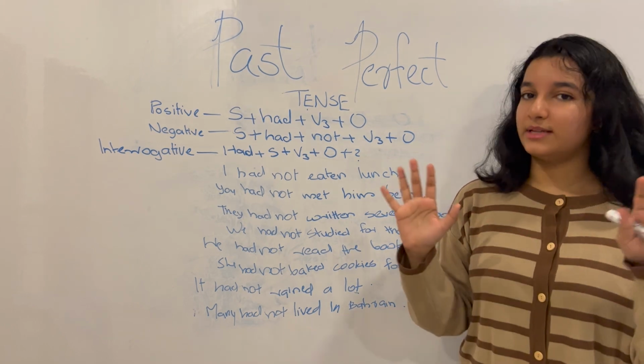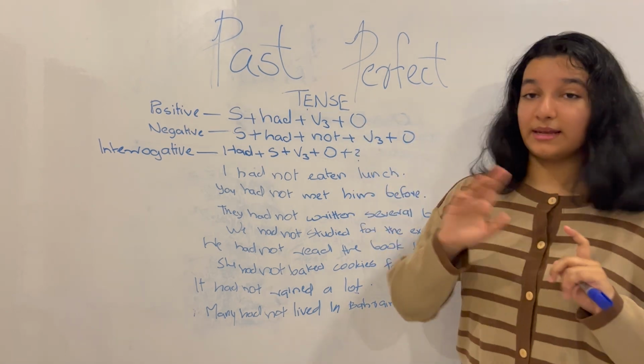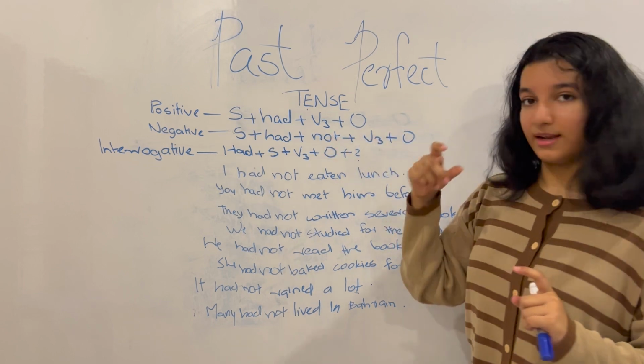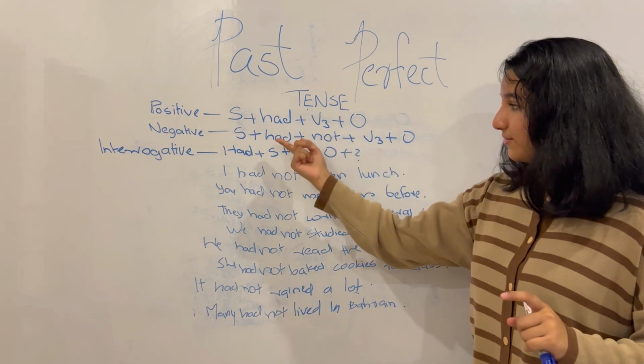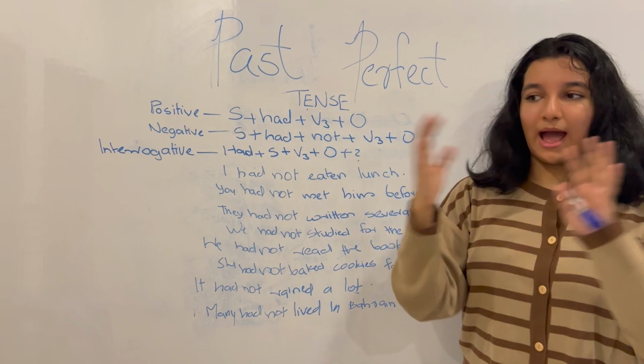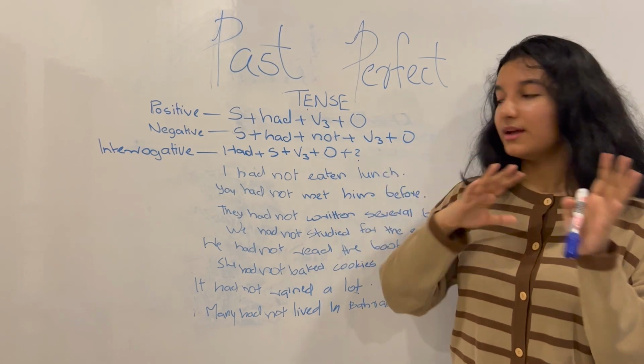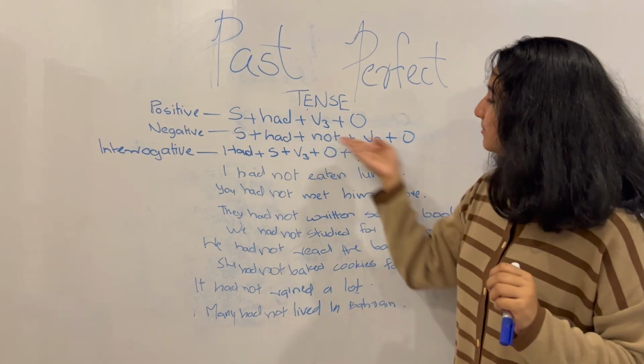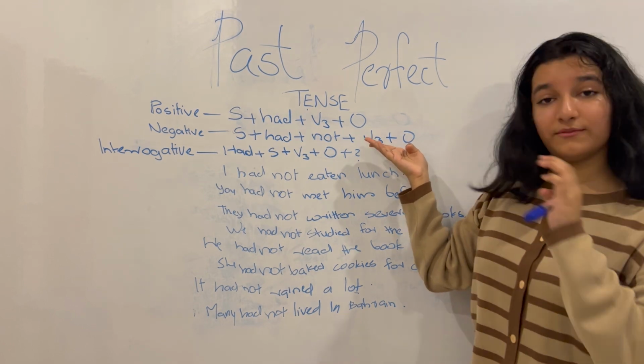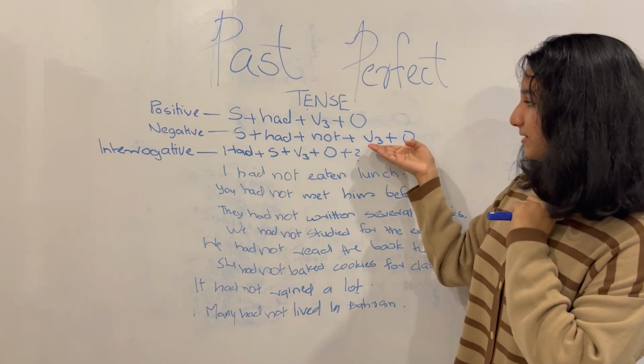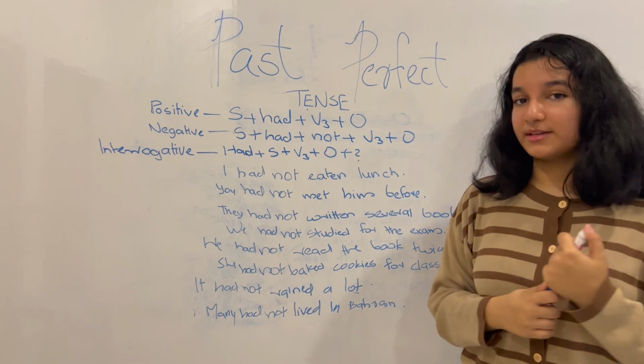Just as in all other tenses, when we're making a negative sentence, the not, which is the negative word here, comes after had or have or has, will, have been, whatever it is, and before the verb, which here is verb in the third form because it is a perfect tense.